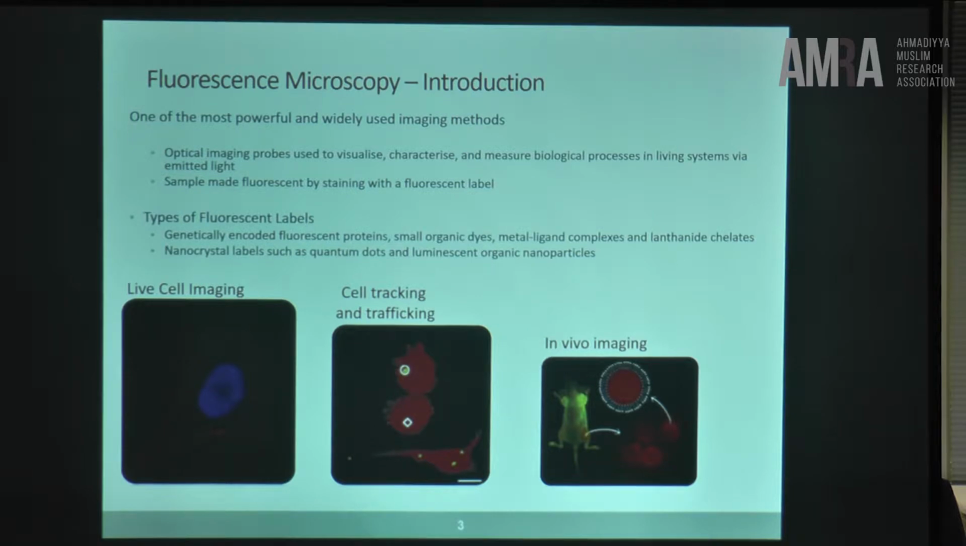There are different kinds of labels that we can use. The field is absolutely vast. You've got genetically encoded fluorescent proteins, so GFP, which is something that maybe all of you might have heard about. It was the breakthrough in fluorescence microscopy. You've got organic dyes, and the manufacture and synthesis of organic dyes is a very big field. You can have loads of other different things, the main characteristic being that they have to be fluorescent. One of the things I was going to talk to you about is luminescent organic nanoparticles, which is something that we're doing at King's.